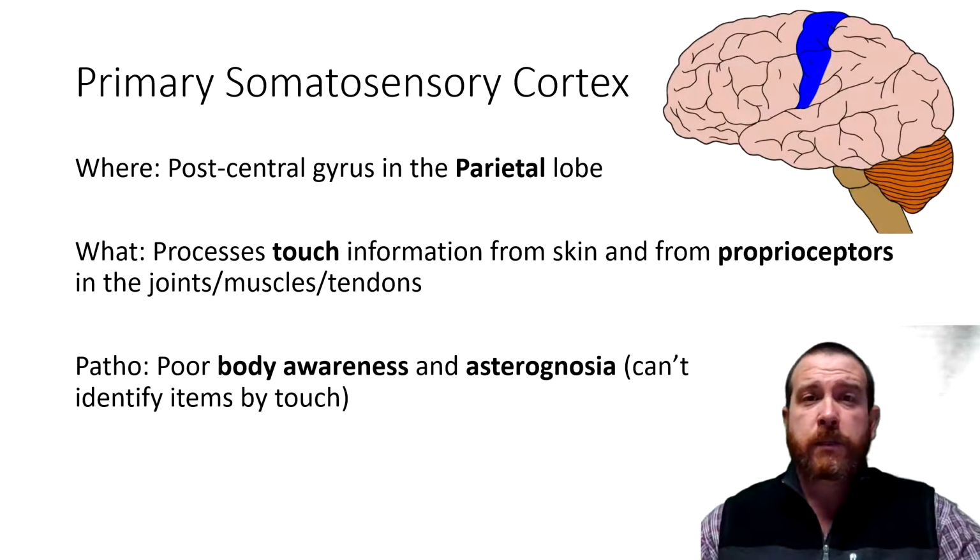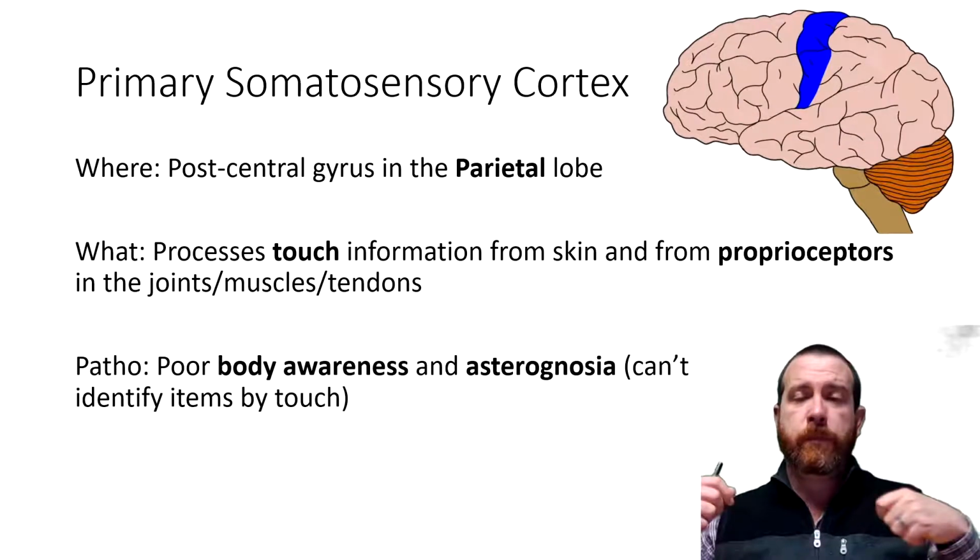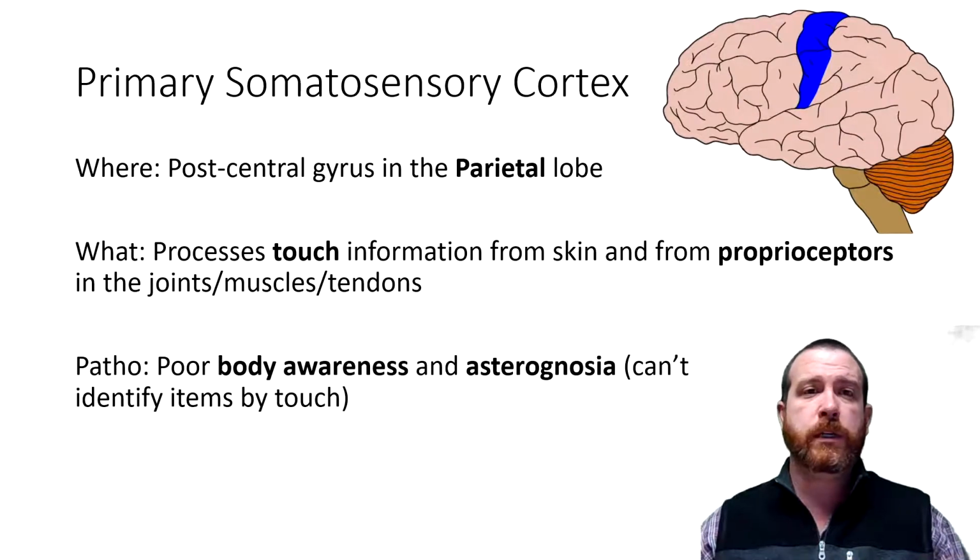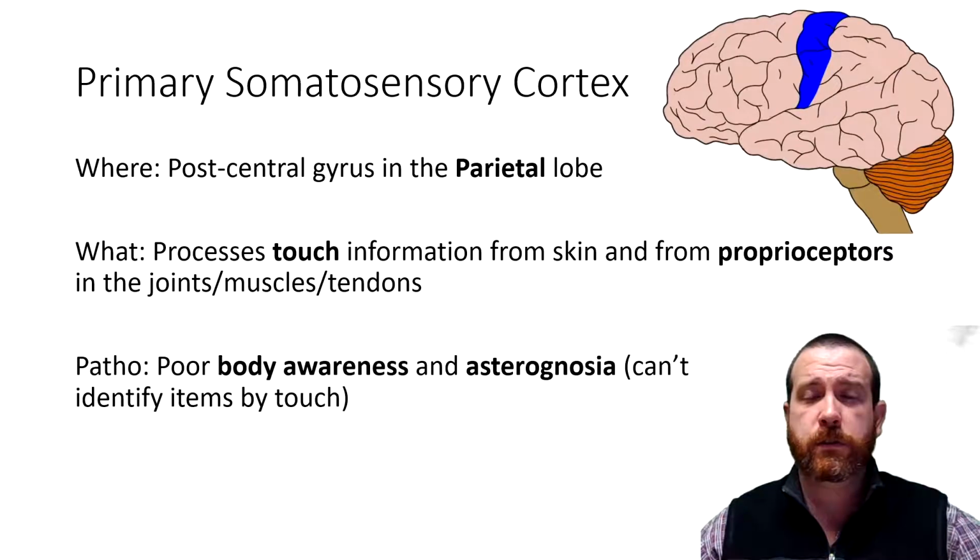The primary somatosensory cortex is going to be immediately posterior to that primary motor cortex. It's just on the opposite side of that central sulcus.